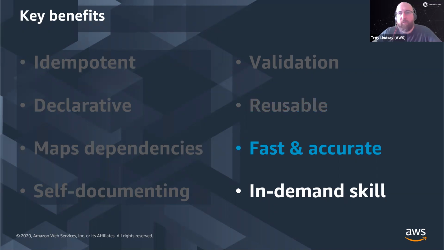Automated systems can deploy resources faster than humans. They're consistent and repeatable, and they're not prone to human error. If you've ever written complex and detailed deployment instructions for someone else, only to have them mess it up, then you'll truly appreciate the accuracy aspect.